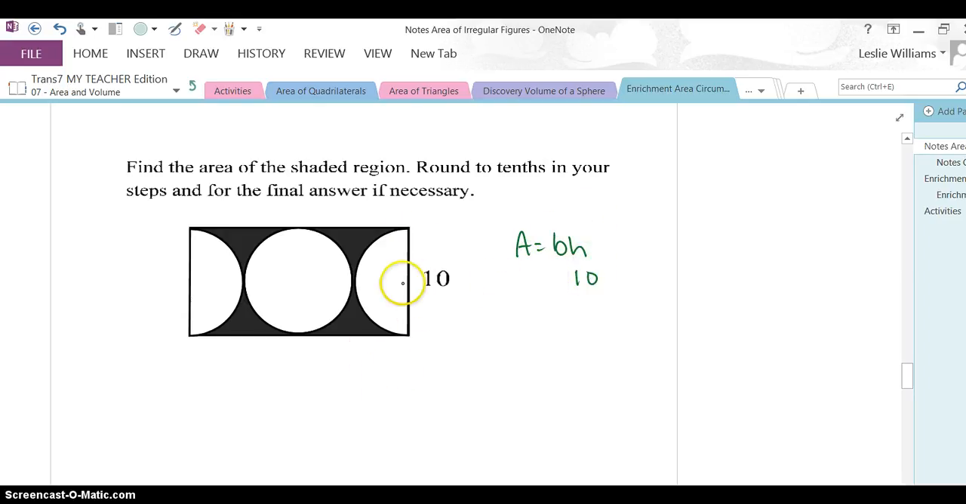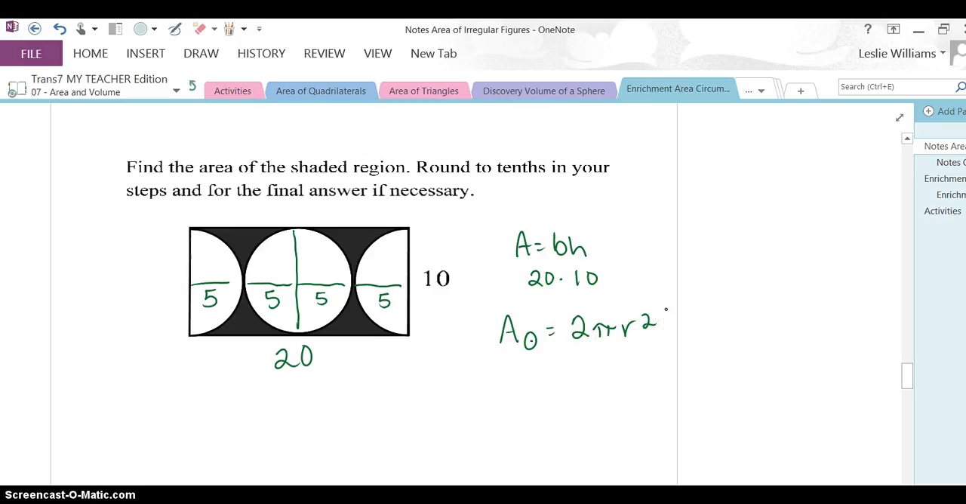How could we find the base? Well, we know that the circle's diameter is 10. Therefore, the radius is 5. And that's going to give us the width of the rectangle. So we're going to have 20 for the width of the rectangle. And then we have two circles that have the same radius.